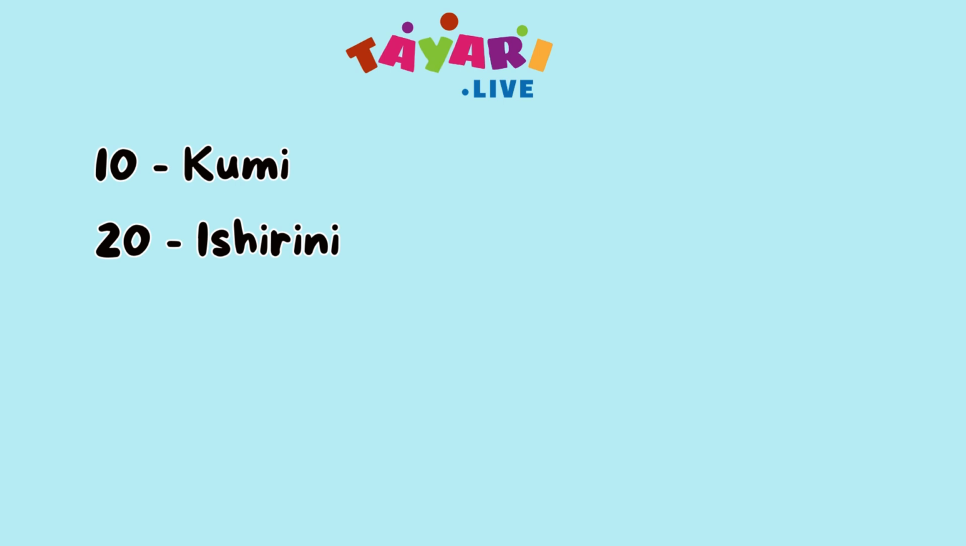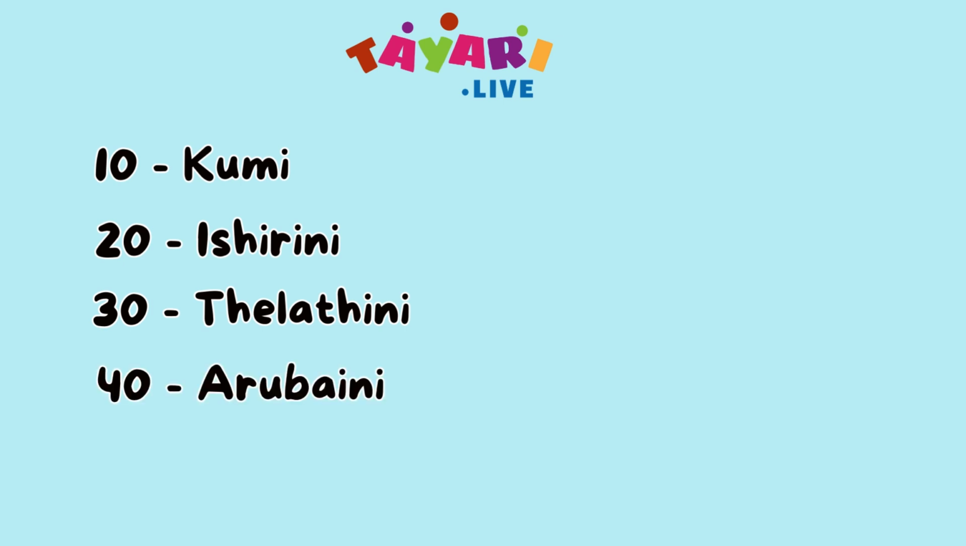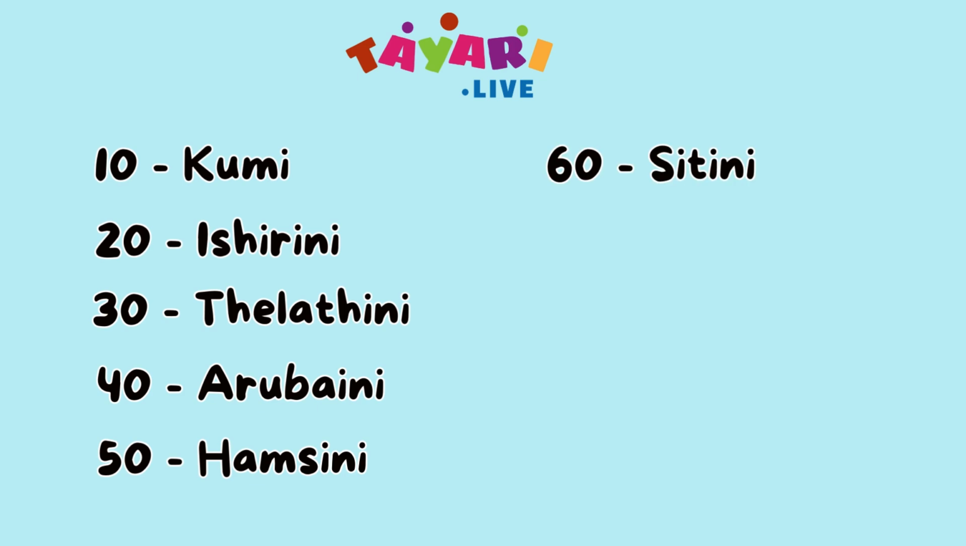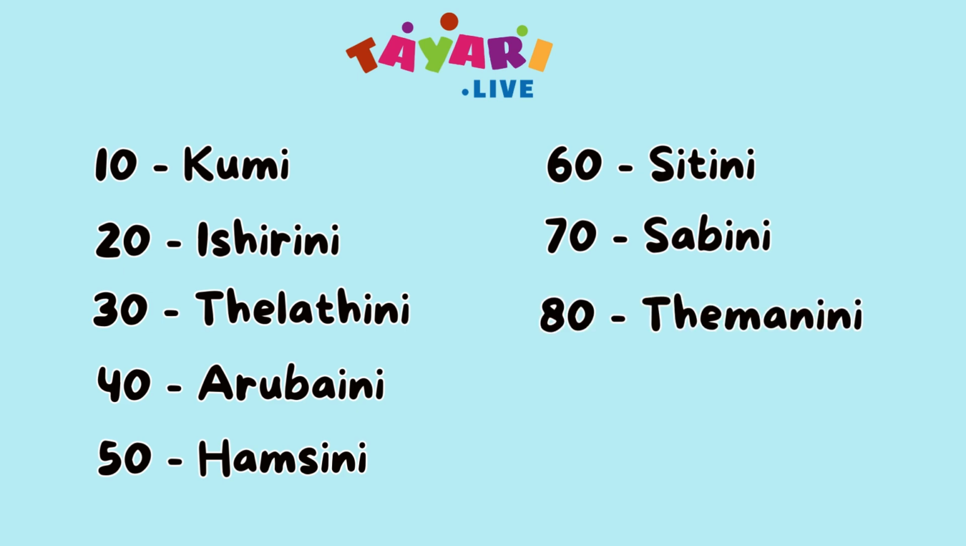Here is the card. What about 30? Thelathini. What about 40? Arobaini. And 50? Hamsini. 60 is sitini. And 70? Can you read? Sabini. 80 is themanini. And 90 is tisini. And what is 100?